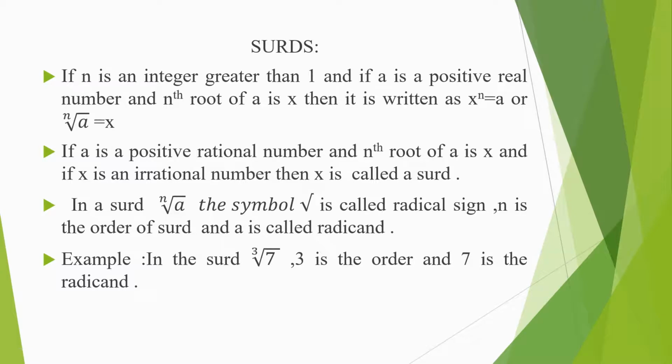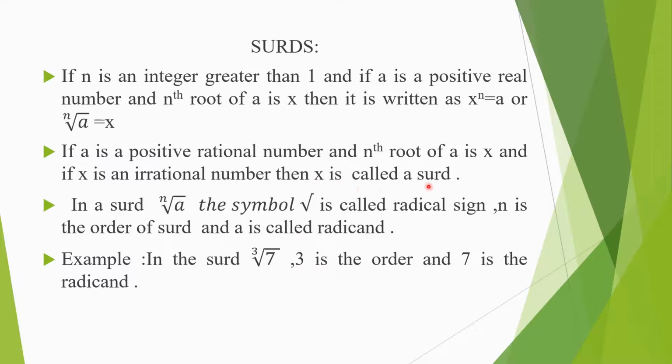We will be learning about surds. What is a surd? If n is an integer greater than 1 and if a is a positive real number and nth root of a is x, then it is written as x raised to power n is equal to a, or nth root of a is equal to x. If a is a positive rational number and nth root of a is x, and if x is an irrational number, then x is called a surd. That means an irrational number where nth root can be found is called a surd.